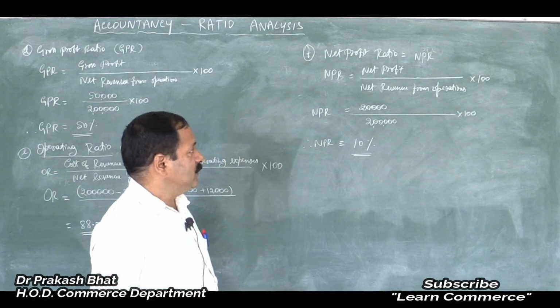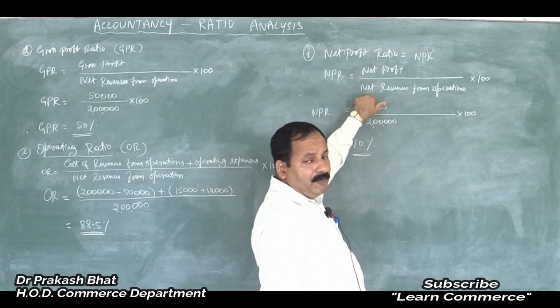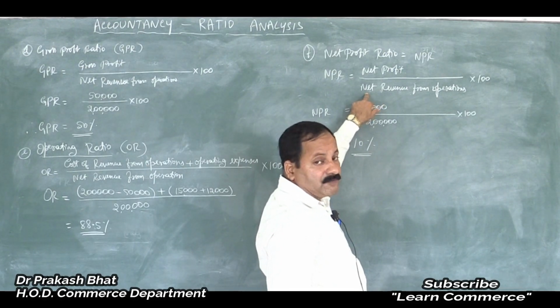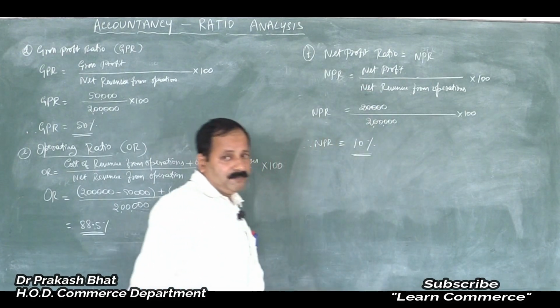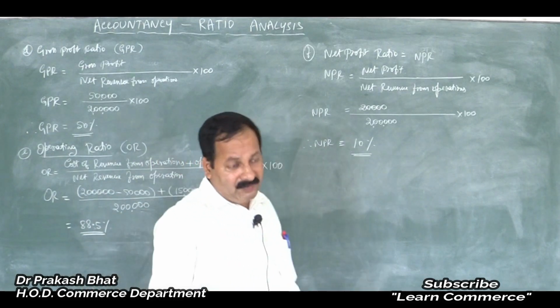Very simple, friends. Net revenue from operations means revenue from operations, that is sales, you know it very well. Sales minus returns is called net sales. Net sales in the sense net revenue from operations. Very, very simple. Don't get confused. So, this is how you have to solve a problem.